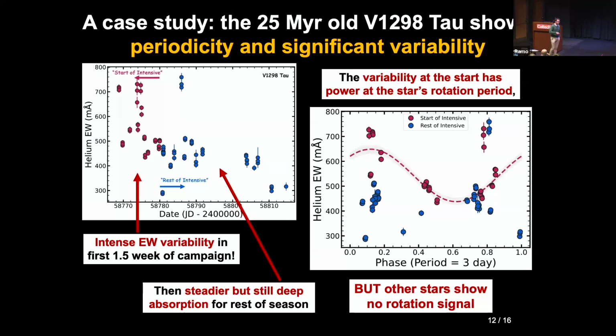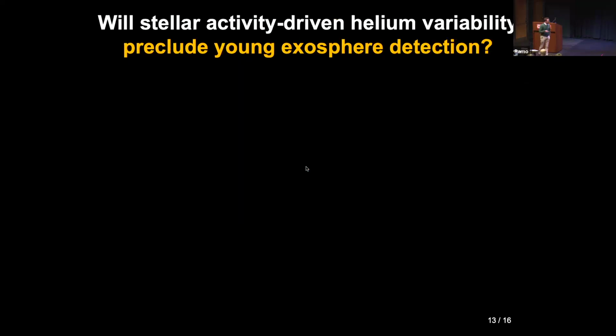So it seems like, whereas on the sun, we can see that the helium feature varies as surface heterogeneities come in and out of view, for these young stars, the variability might be dominated by more stochastic events, flaring, or just general activity in the chromospheric network. Now, of course, the main question is, will this preclude young exosphere detection?